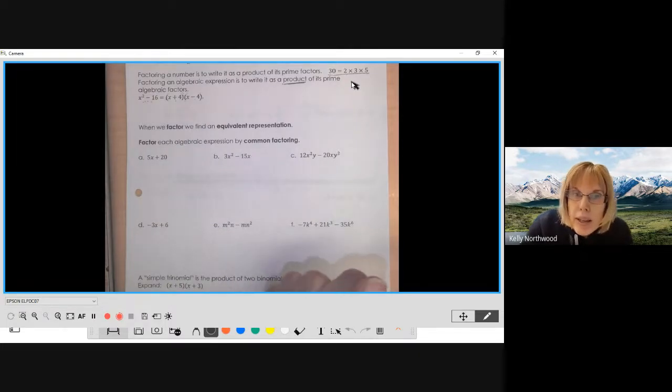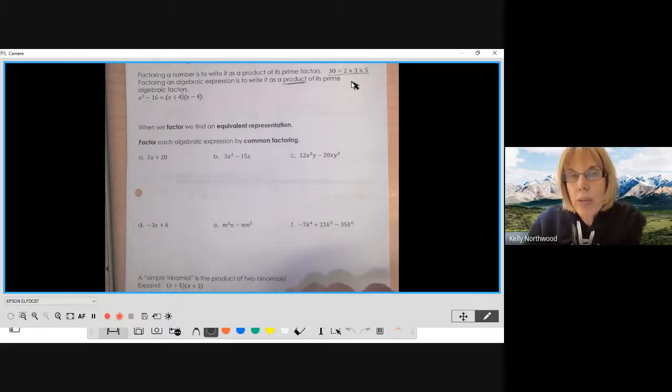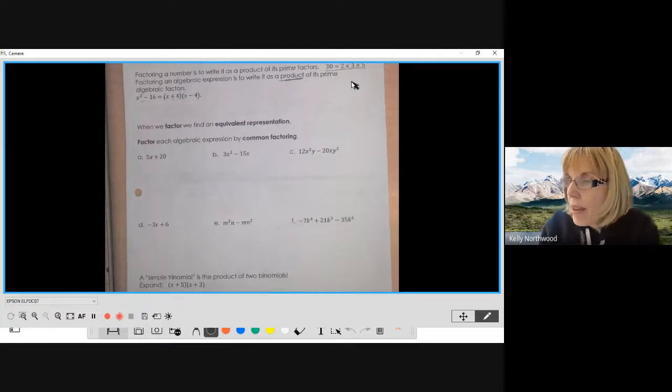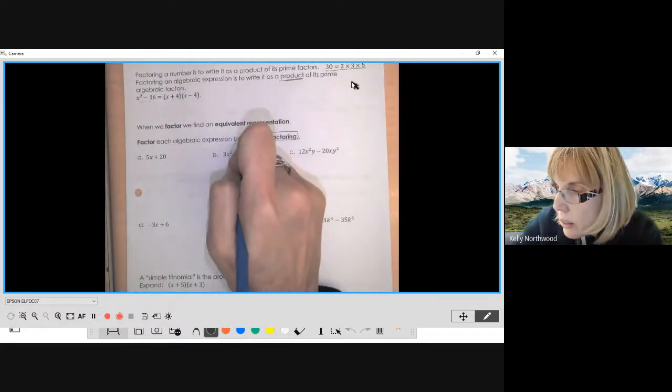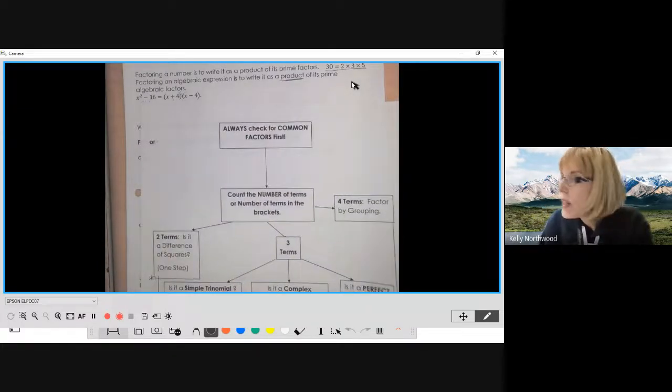Okay, and we're going to be factoring for the purpose of simplifying rational functions, which we're going to do in our second lesson today. So we're just going to sharpen our skills on the different types of factoring this morning. Factor each algebraic expression by common factoring. This is the first type of factoring everybody learns, and it's at the top of the flow chart. You always check for common factors first.